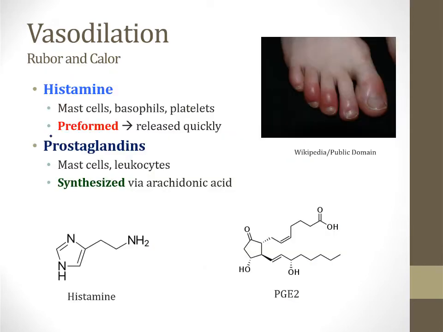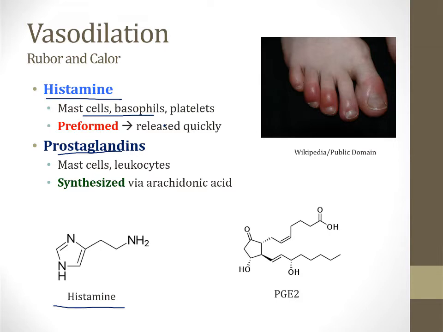There are a number of substances that are released by cells in the setting of inflammation that trigger vasodilation, but 2 that you should definitely know about are histamine and prostaglandins. Histamine is a small molecule. This is its structure shown on the screen. It is stored inside of mast cells, basophils, and platelets, and these cells preform this. In other words, they make it outside of the setting of inflammation, and they have it ready to go.